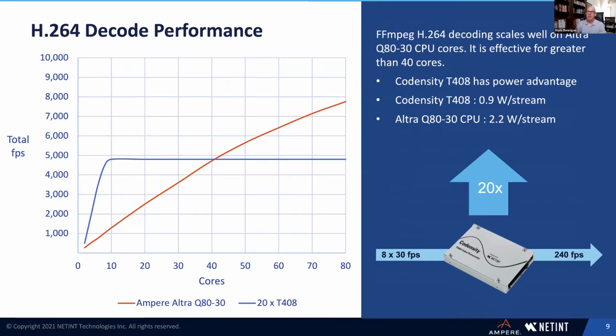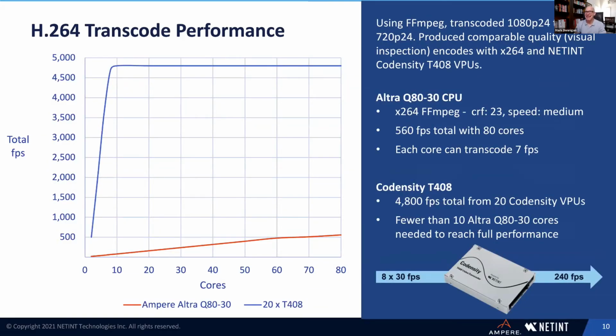Now, let's look at transcode performance. This is where it gets really, really interesting. What we did here, using FFmpeg, was transcode a 1080p 24 stream to 720p 24. We made sure that we were producing comparable quality. This was subjectively viewed, so visual inspection, and obviously using x264 for the software comparison.